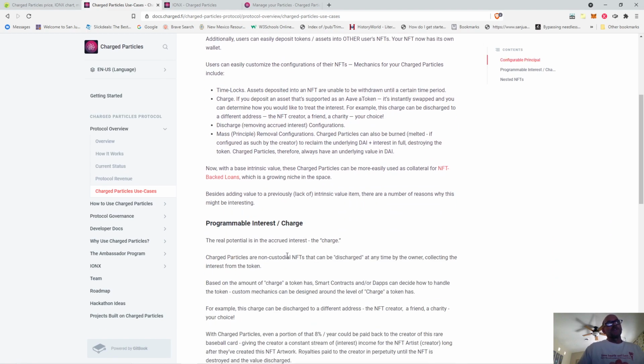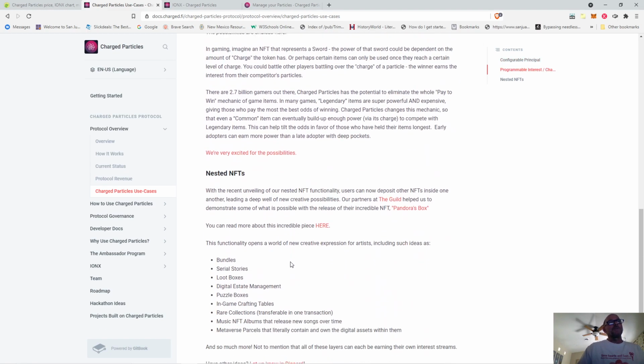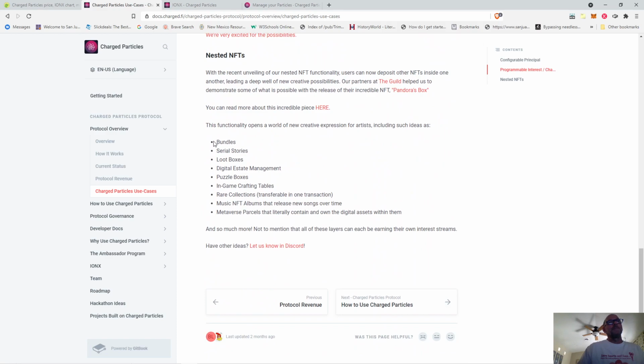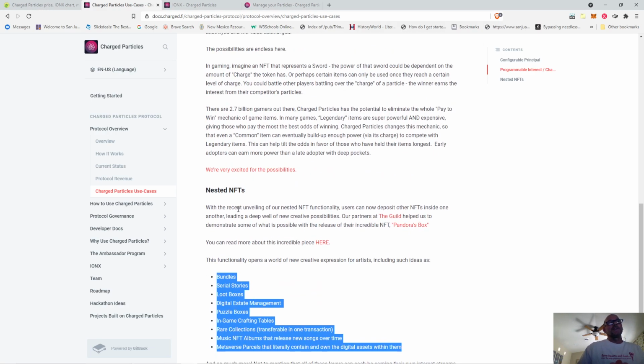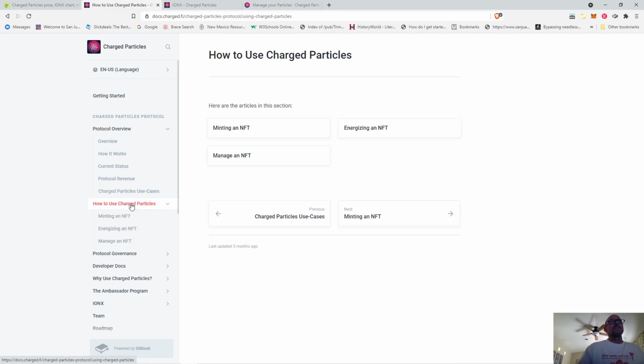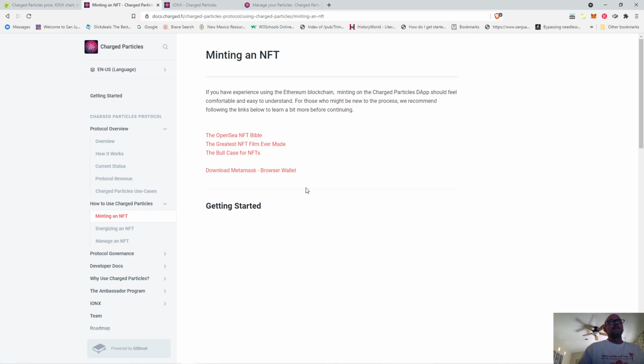Okay, so use cases, that might be interesting. That'll give you an idea of a list of things that you could potentially do with them: puzzle boxes, loot boxes, bundles, and so it's pretty exciting, I think. The how-to part of it is interesting as well. So yeah, let's look at minting an NFT.